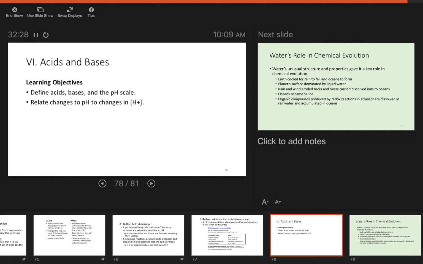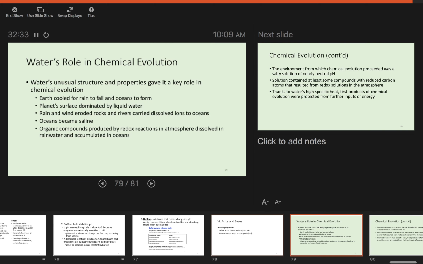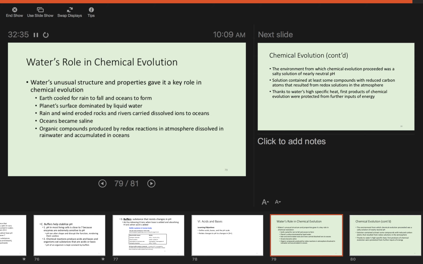Okay, so I do have 3 slides left, going back to my chemical evolution hypothesis. So, water's unusual structure, that it's bent, it's polar, it acts like tiny little magnets, as well as its properties, cohesion, adhesion, high specific heat, how it's less dense in solid form, they really play a key role in chemical evolution. So Earth, when it cooled, rain fell from the sky because it was very hot and volcanic. So we have condensation that occurs and our oceans form. The planet's surface is dominated by liquid water.